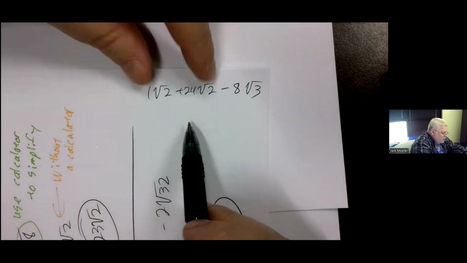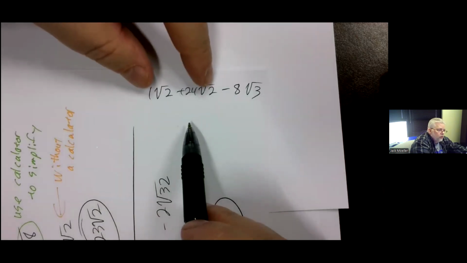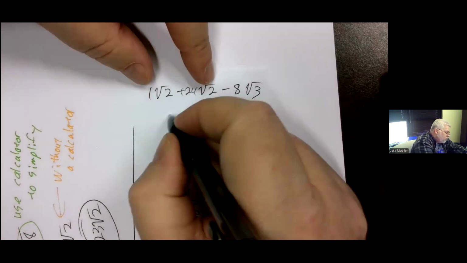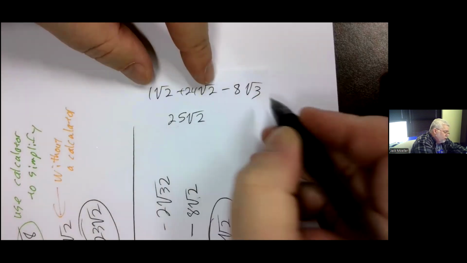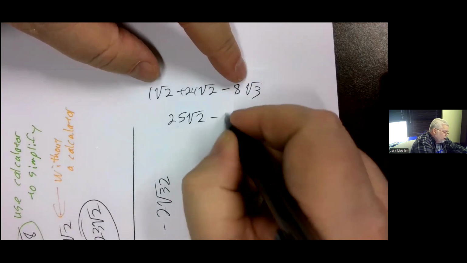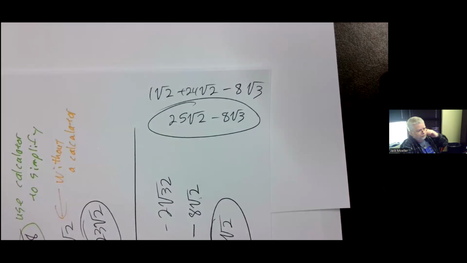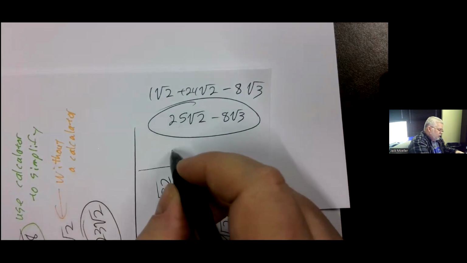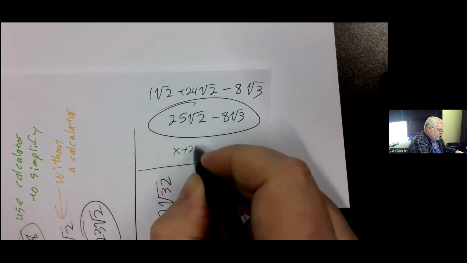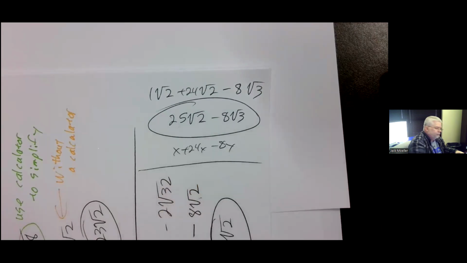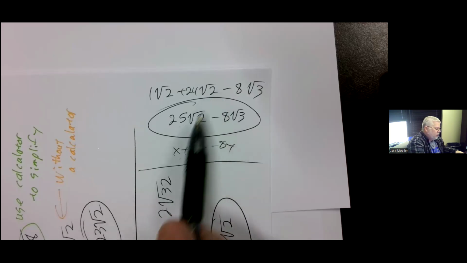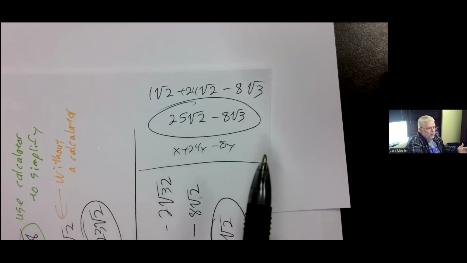But here, those are the like radicals, so those are the ones we can add. So that would be 25 square root of 2. That does not have a square root of 2, so we can't add or subtract it. So then we'd be done. This is sort of like having x plus 24x minus 8y. You can add the x's, but you can't add the y's with the x's. Right? So if they're unlike radicals, you cannot add or subtract them.